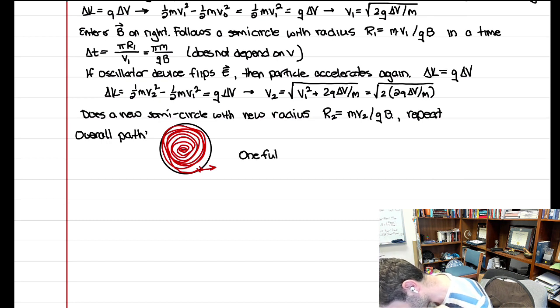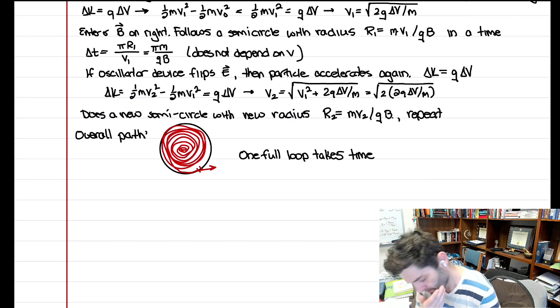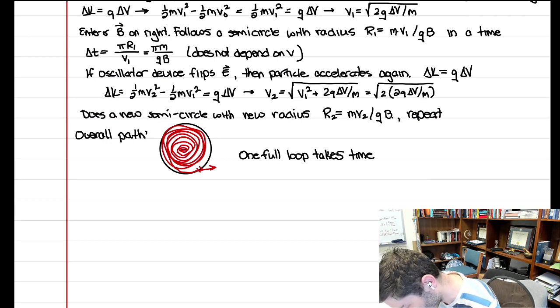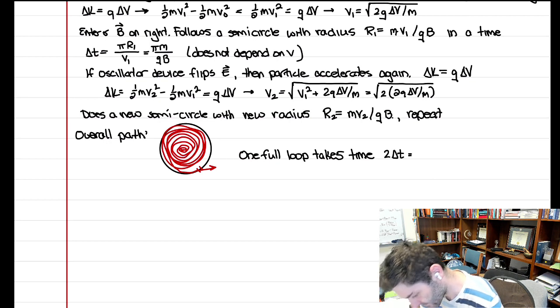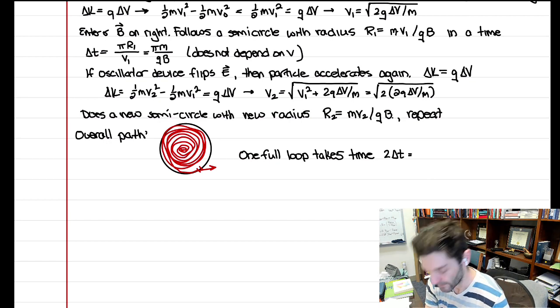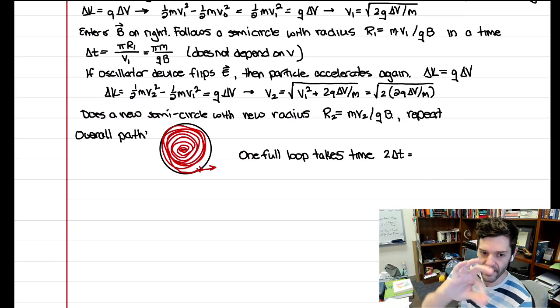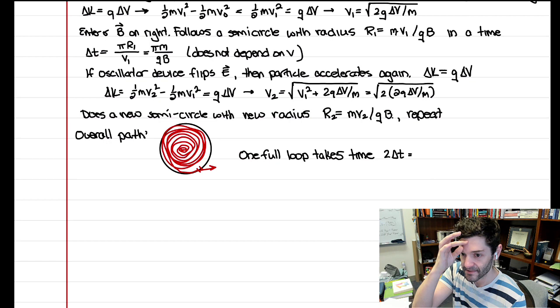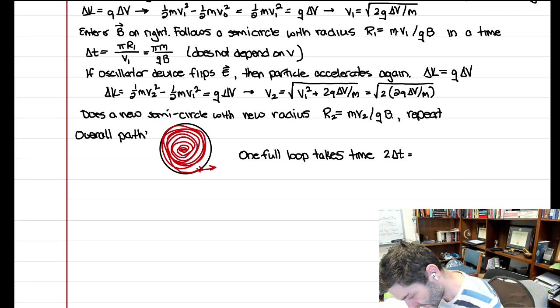So one full loop takes time. We can give it approximately by what we had above, and say it's 2 delta t. And write that as, because again, you might think, well, half the circle is at one velocity, but then the other half of the circle is at a different velocity. Remember that delta t didn't depend on the velocity. So in this case, it's just 2 pi m over qB.